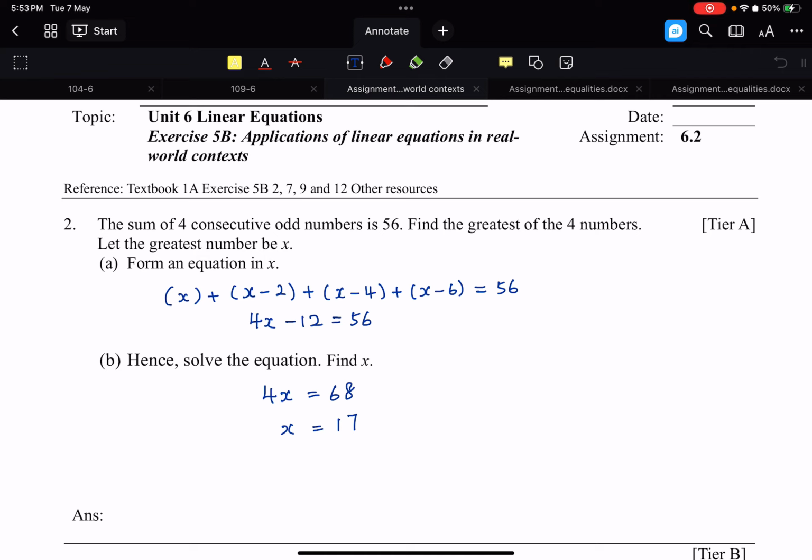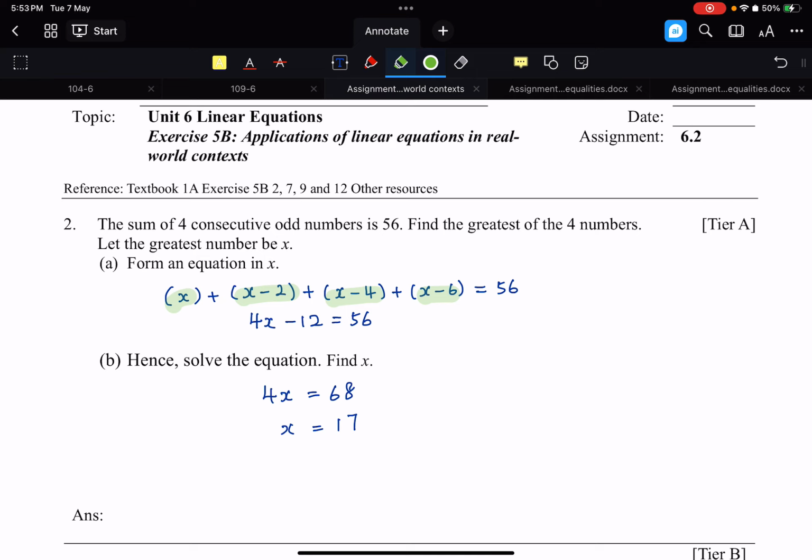So here's the first one where we say that the sum of four consecutive odd numbers is 56. Find the greatest of the four numbers. Let the greatest number be x. So x has been defined for us. Now we do know, right, that between each odd number, the difference is 2. Therefore, these are the four odd numbers.